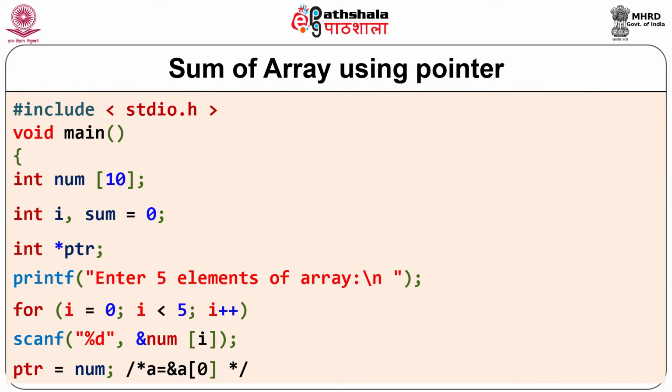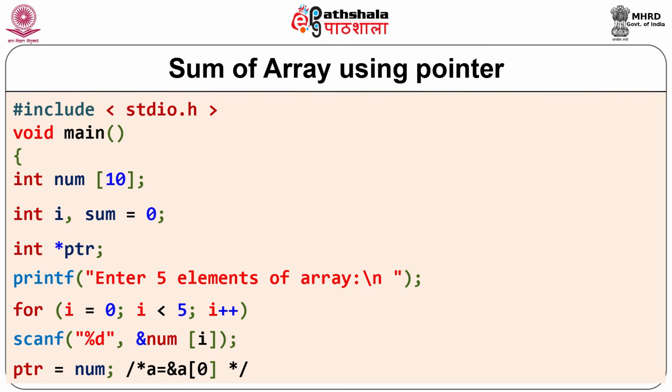Next statement, int i, sum = 0, these are the primary variables. Third, int *pointer, so this is the pointer declaration. After that, we are using the printf statement: printf enter 5 elements of array. So this statement is used for array elements. Now we want to enter array elements and therefore we are using a for loop, for i = 0; i < 5; i++. scanf("%d", &num[i]). This will enter elements in the array from 0 to 5.